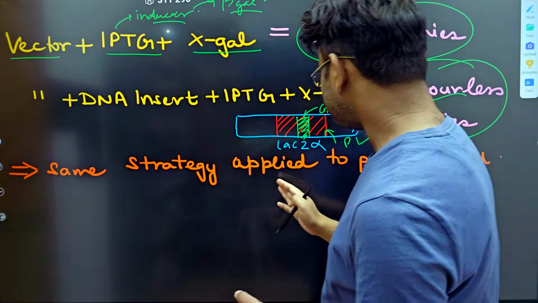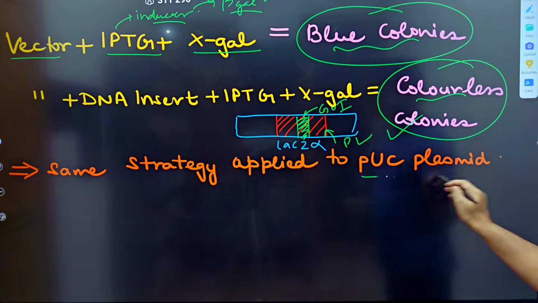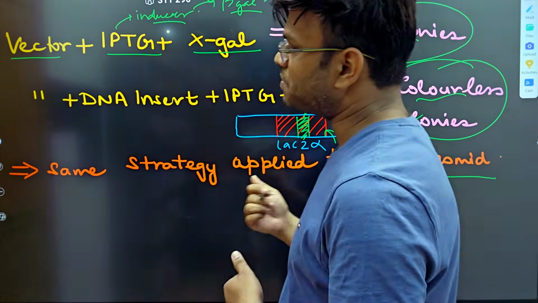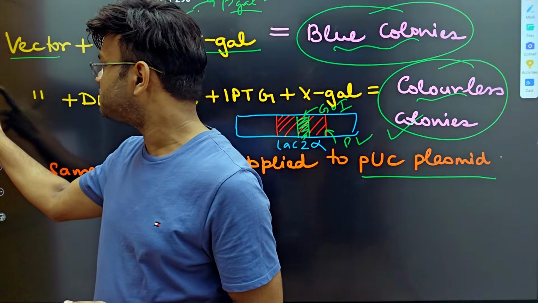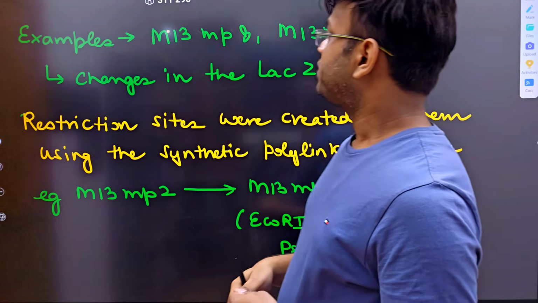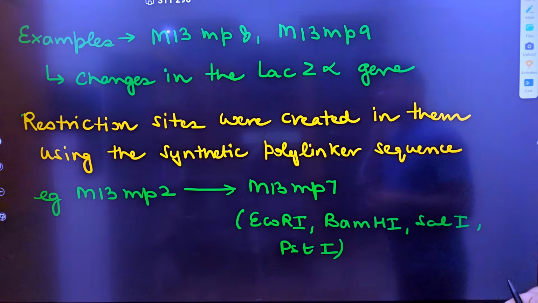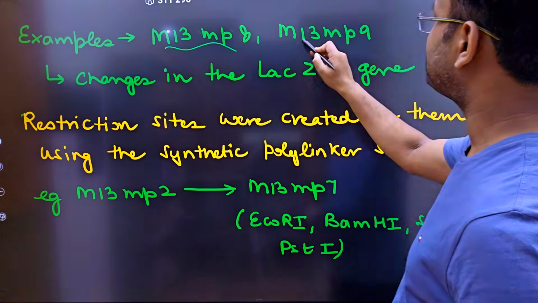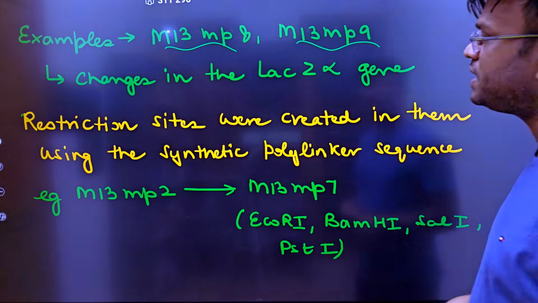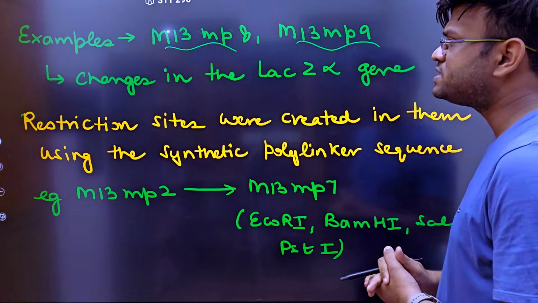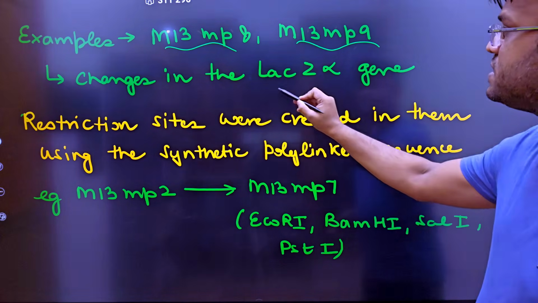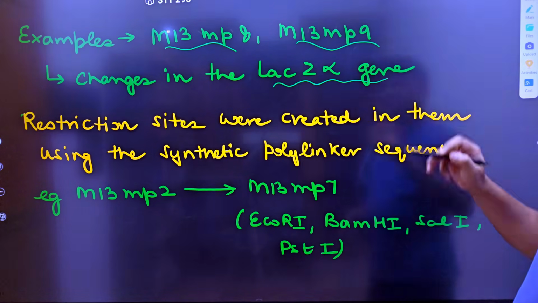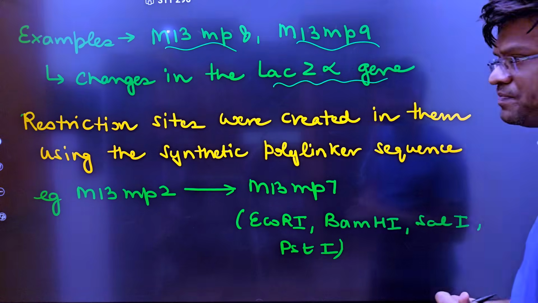Now the same strategy is applied for the pUC plasmid also. We have already talked about the pUC plasmid previously. Now, what are the different examples of M13 phages? M13MP8 is one example, M13MP9 is another. And the difference between these M13 phages is that there is a slight difference in the LAC-Z alpha gene. This is the basic difference.